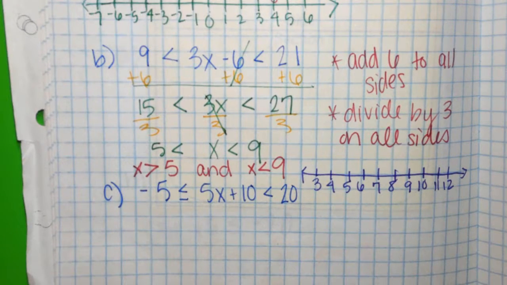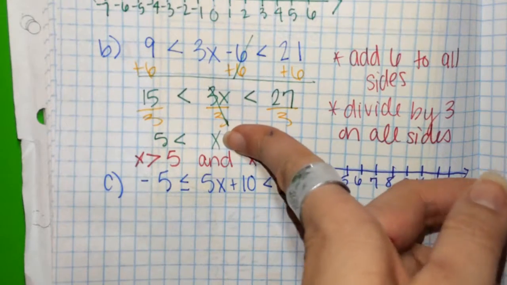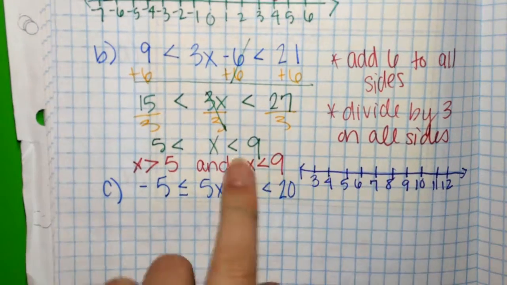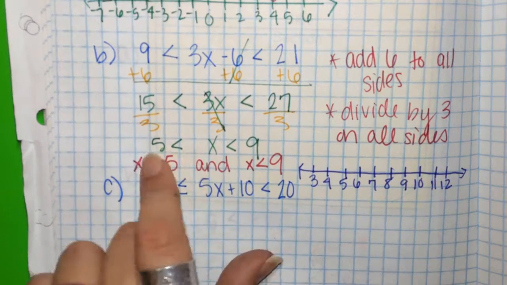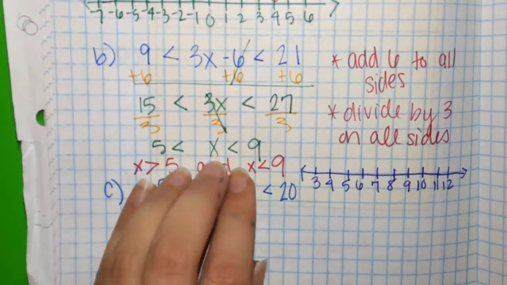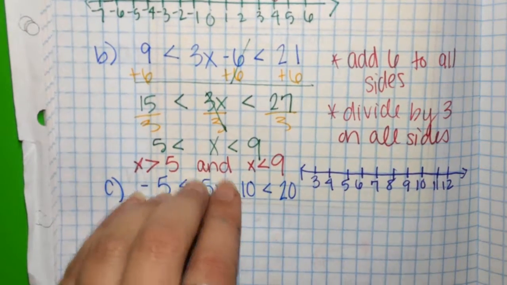Swap the sign. We covered up this side, right? And then we flipped it over. How did we write this? X is greater than 9. X is less than 9. We just brought it down. So we just took apart our compound. It's still the same thing. This is the same thing.